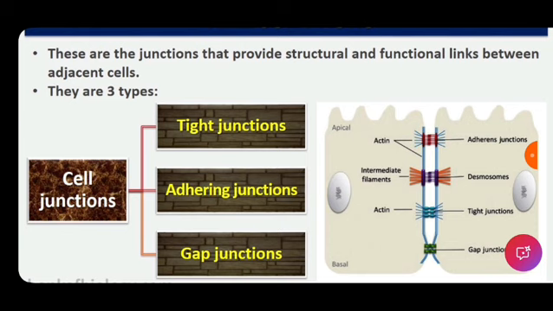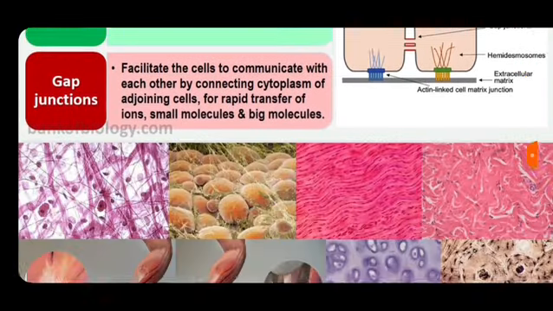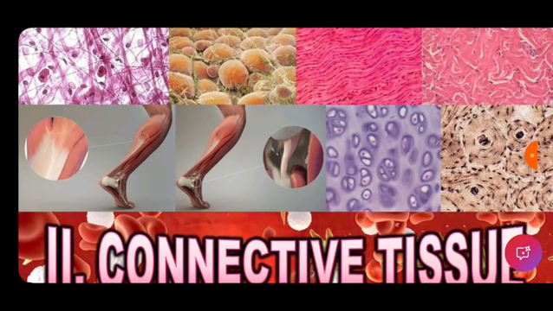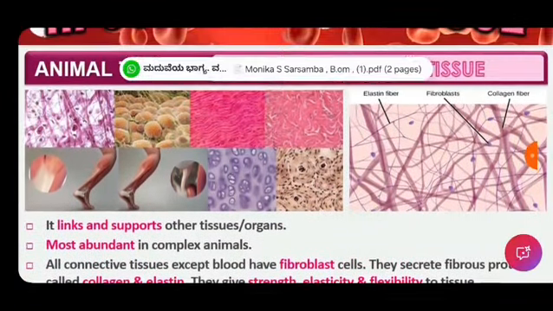Here, the junctions that provide the structural and functional link between adjacent cells are the tight junction, the adhering junction, and the gap junction. Now these diagrams show the connective tissue and its structural variation.